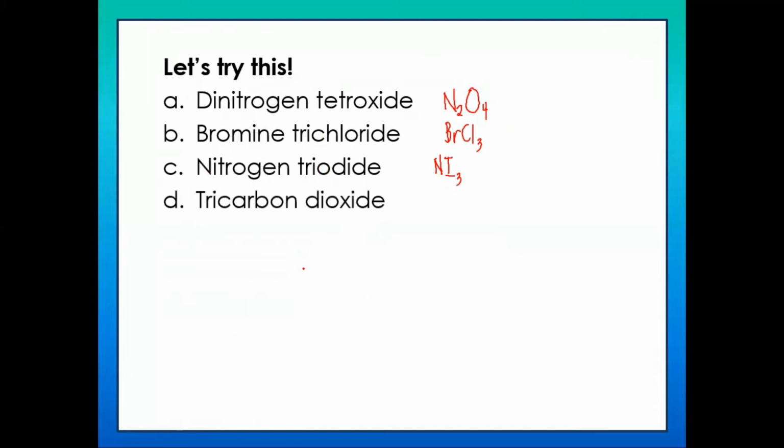For example, we have tricarbon dioxide. So there is prefix na tri-, 3. So carbon has element symbol C, capital C. Be mindful of writing the letters sa capital. So C sub 3, dioxide, O sub 2. Okay?